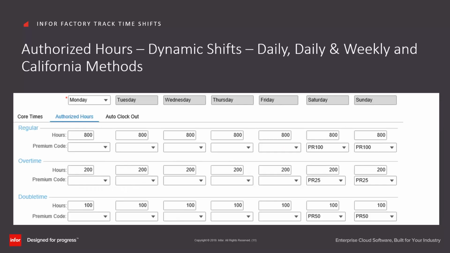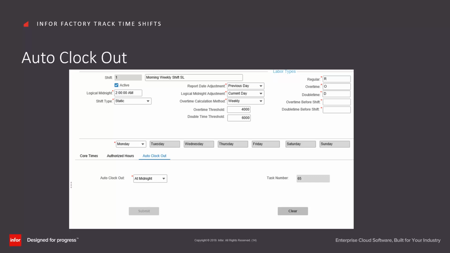We then have on the Authorized Hours tab the ability to enter the authorized hours and to define the premium periods for the shift. Finally, we have the Auto Clock Out. This is activated by selecting a time of day to invoke the Auto Clock Out. The options are at midnight, logical midnight, or after shift.